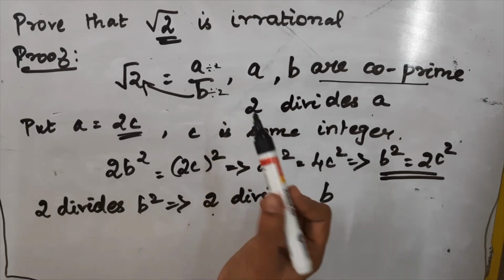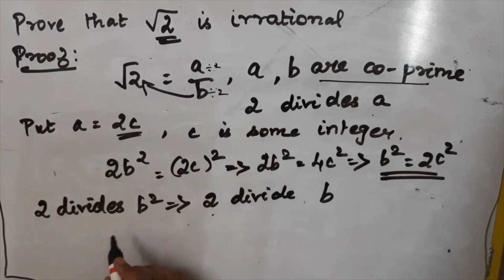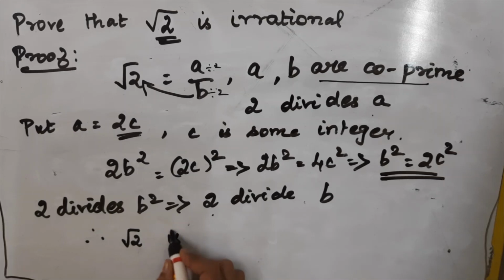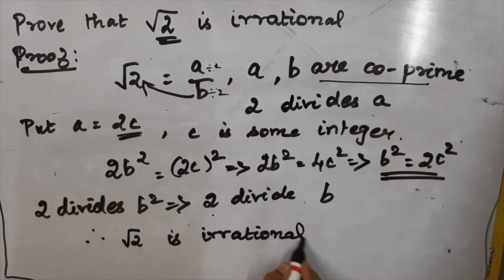So our assumption of taking root 2 as a rational number is wrong. Therefore, root 2 is an irrational number.